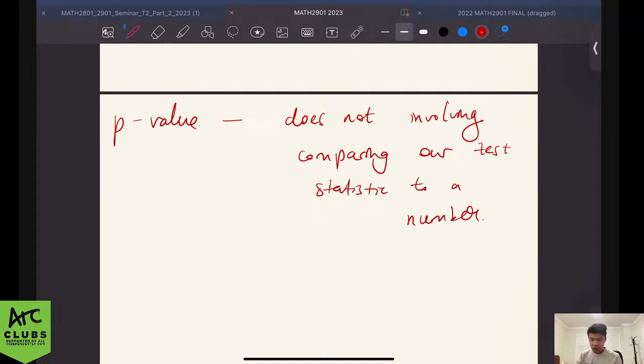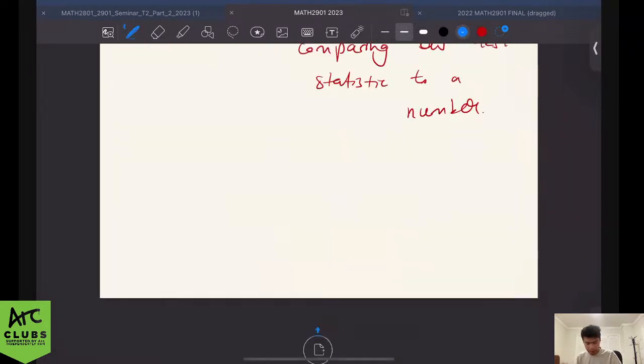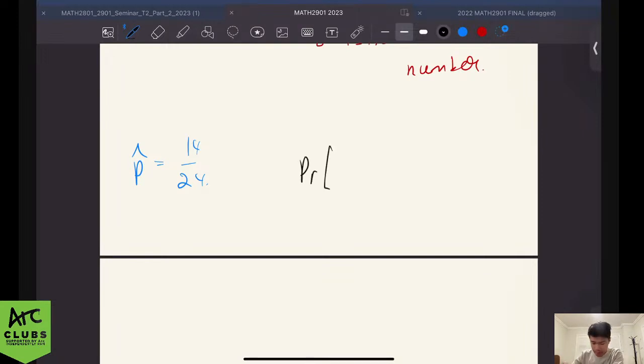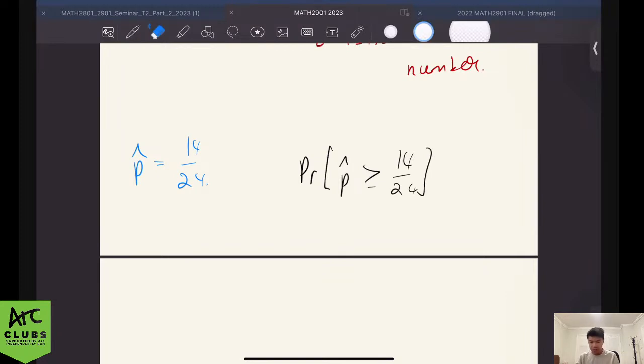Because what you're doing is you're saying, okay, our sample proportion is 14 on 24. I'm not going to compare this to a number. What I'm going to do is say, what percentage of the time are we going to get something as extreme as this? So the probability of my sample proportion being greater than 14 on 24. Does that make sense? You don't need to compare it to a number.